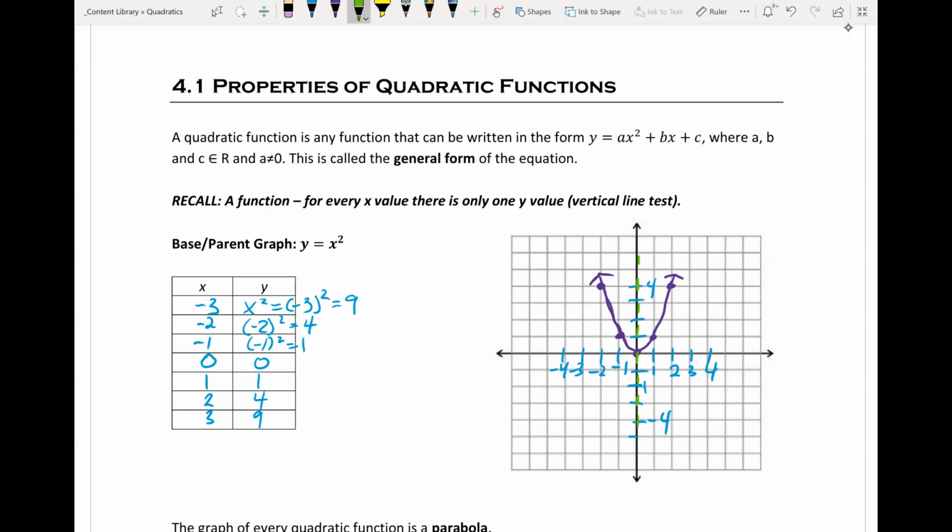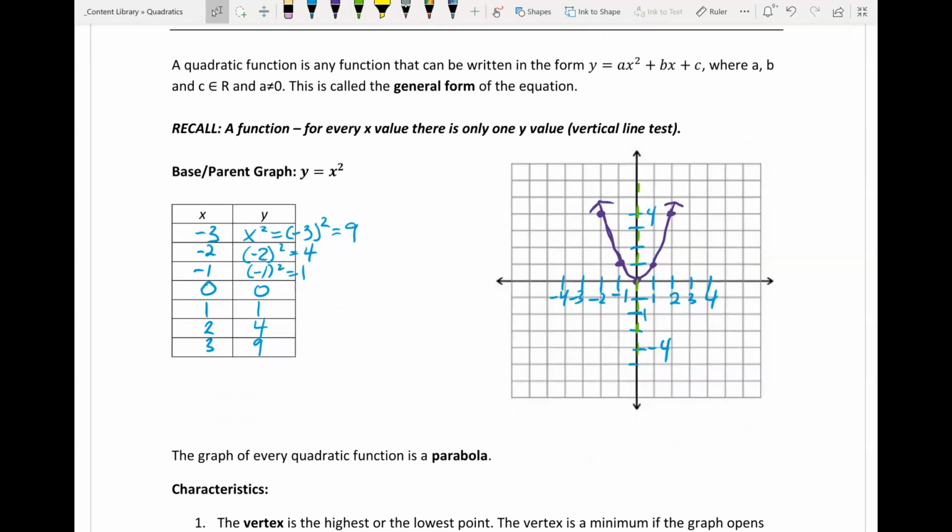And that just means that my graph on one side is going to be mirroring the graph on the other side. So this side on our left side should look the same as the other side. It's just mirrored on the other side. So your parabola is always going to be symmetrical like that.